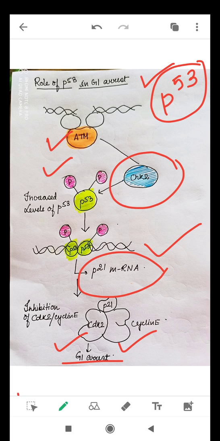So that's all for the class today. Tomorrow, which is the last class, we will be discussing the spindle assembly checkpoint, and that will end your cell cycle checkpoints.